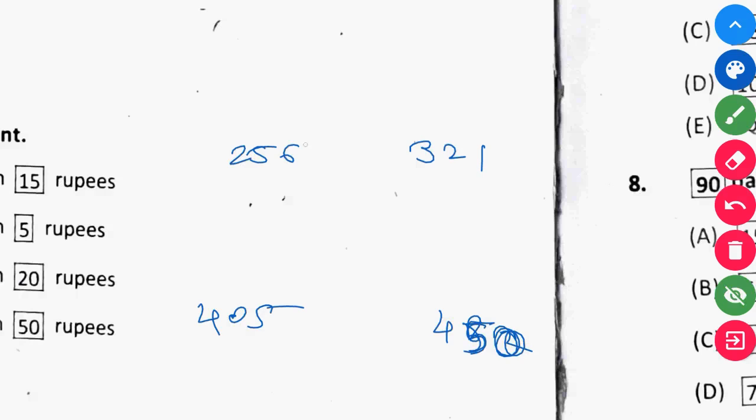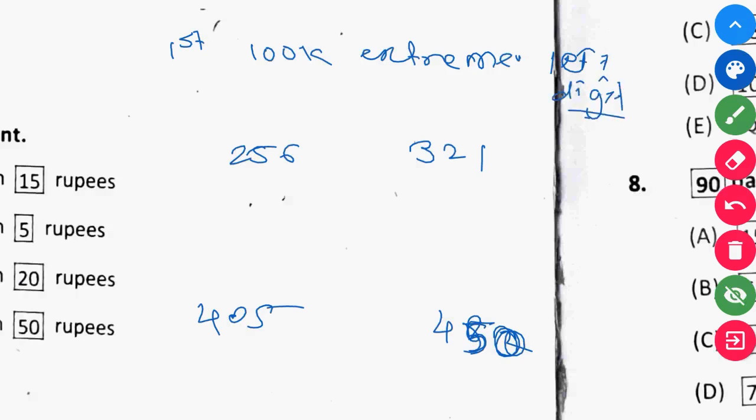How are we going to compare it? First, look at the extreme left digit of both numbers. Now in these two numbers, the extreme left digit is 2 in the number 256 and 3 in the number 321. Looking at the extreme left digit, which digit is greater, that number is greater. Simple. So 3 is greater than 2, so 321 is greater than 256.